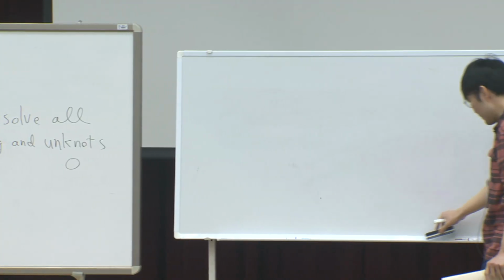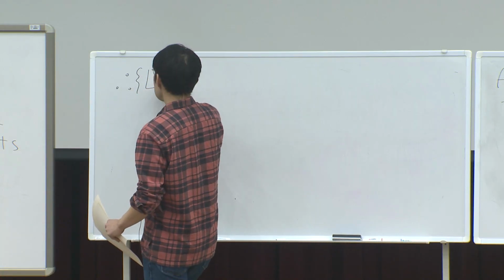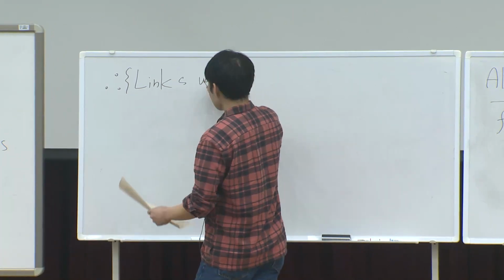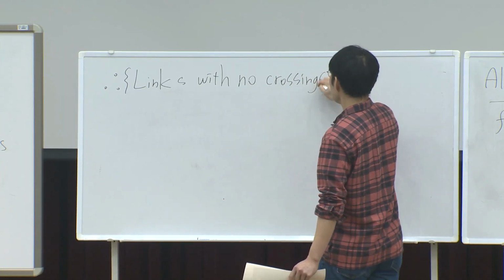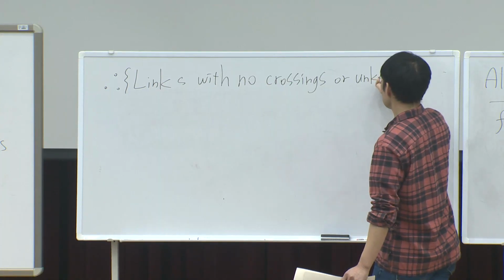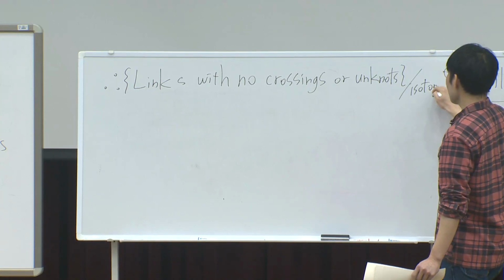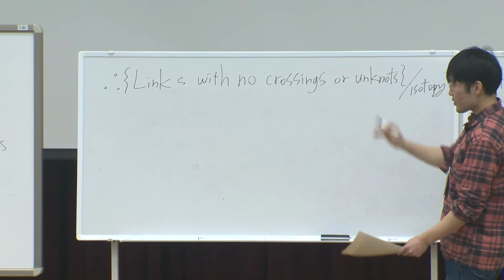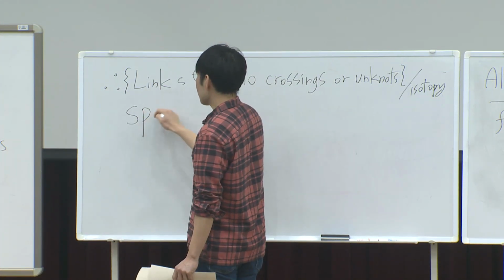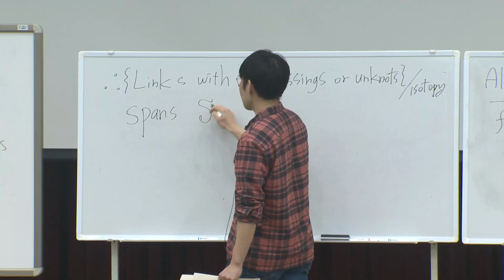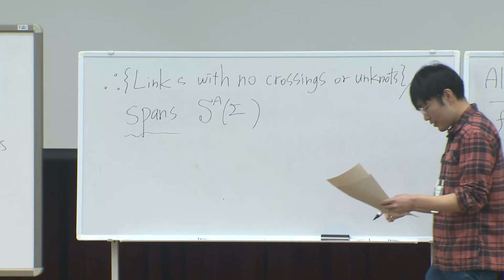It is crossingless framed link diagrams: links with no crossings or unknots. Well, everything up to isotopy. Maybe I should say link diagrams or framed links; I'm being a little bit sloppy. And we can easily see that these actually span the skein algebra. That's kind of easy to see.